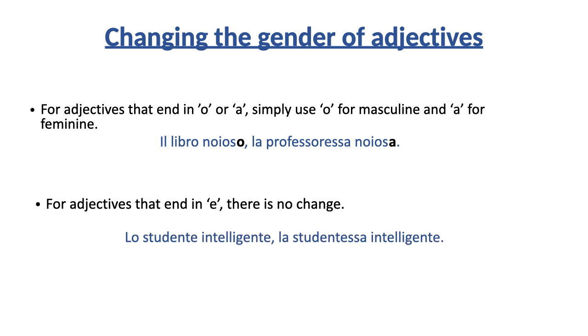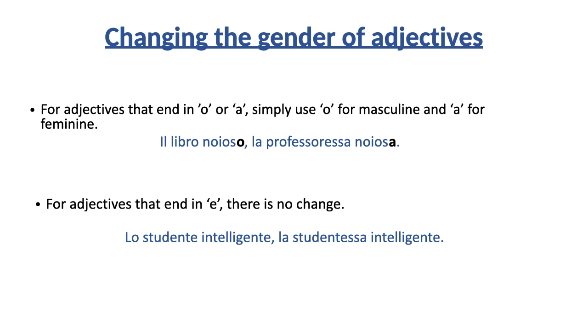Look at these two examples. Lo studente intelligente is the intelligent male student, right? La studentessa intelligente is the intelligent female student. I changed the noun, right? Because we already know from the vocab list that studentessa is the feminine version, but we did not change intelligente because intelligente is an adjective that ends in E. Okay? That is how adjectives work in Italian.